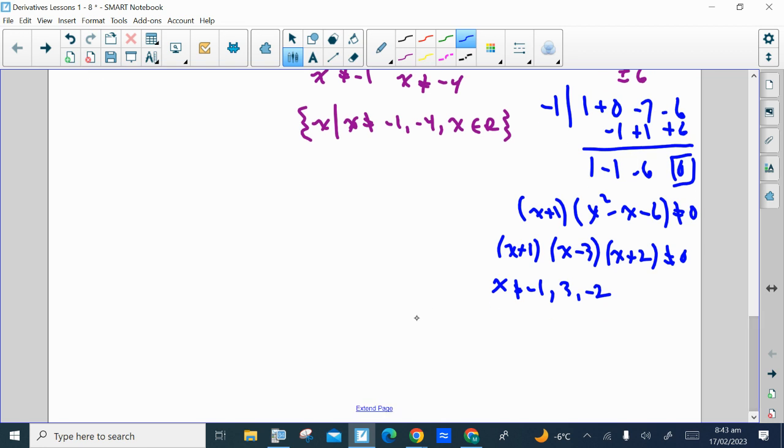So if we're going to write our domain, I'd probably use set notation here, all values of x such that x cannot equal. And it doesn't really matter what order these are written in. You just have to state that you have those three restrictions.